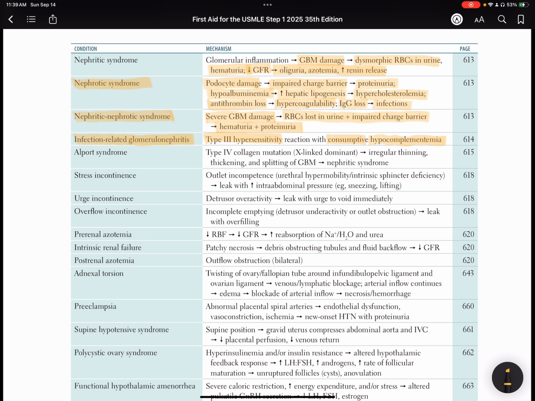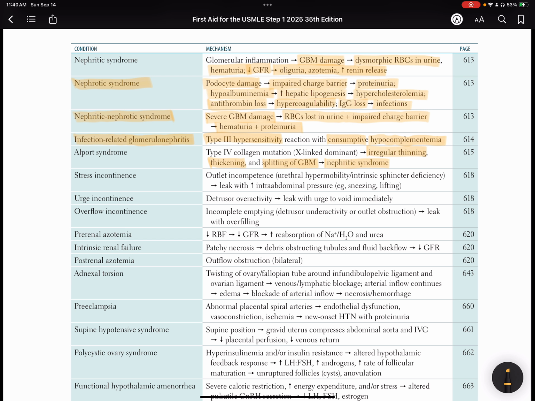Alport syndrome is type 4 collagen mutation, X-linked dominant, with irregular thinning, thickening, and splitting of GBM, which leads to nephrotic syndrome. So, Alport syndrome is type 4 collagen mutation. This is X-linked dominant, and you see irregular thinning and irregular thickening and splitting of GBM. This leads to nephrotic syndrome.